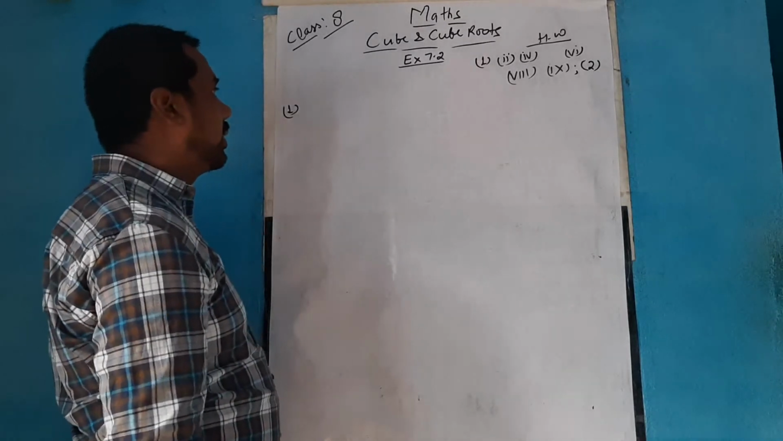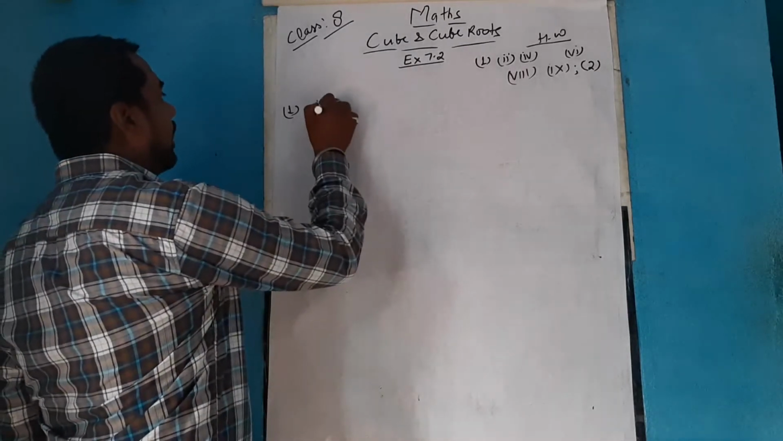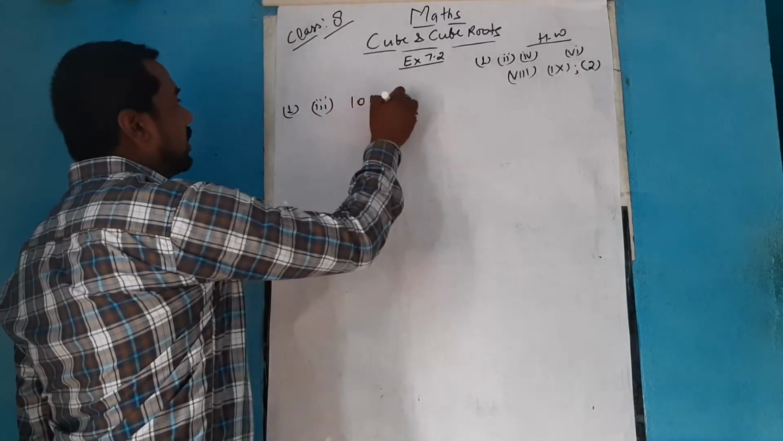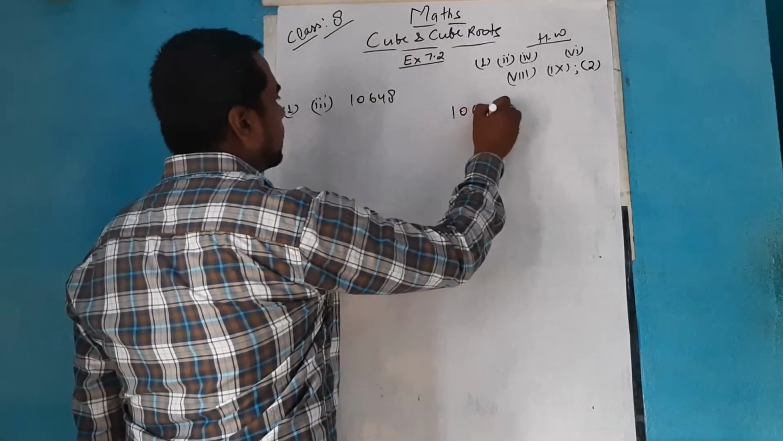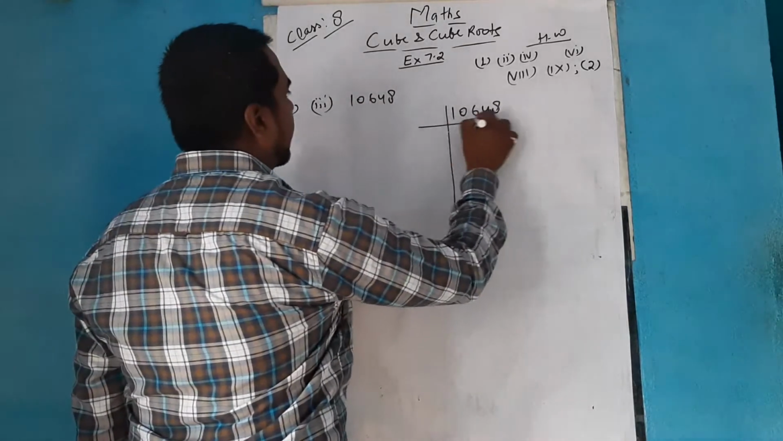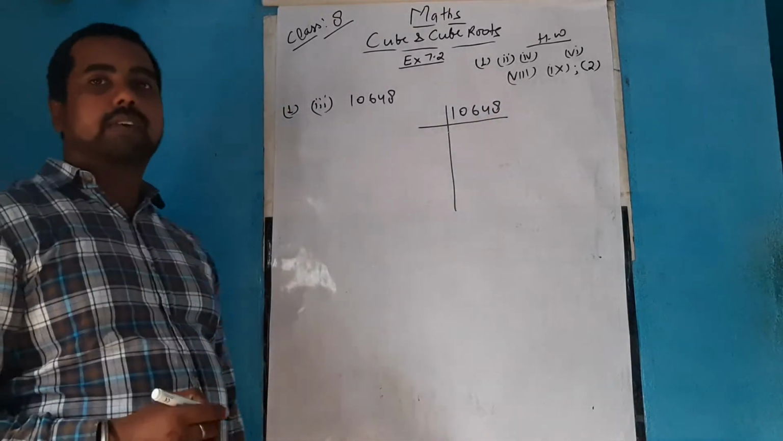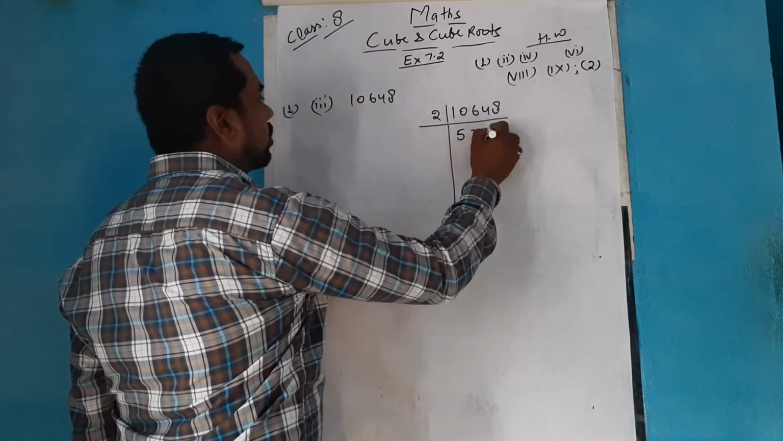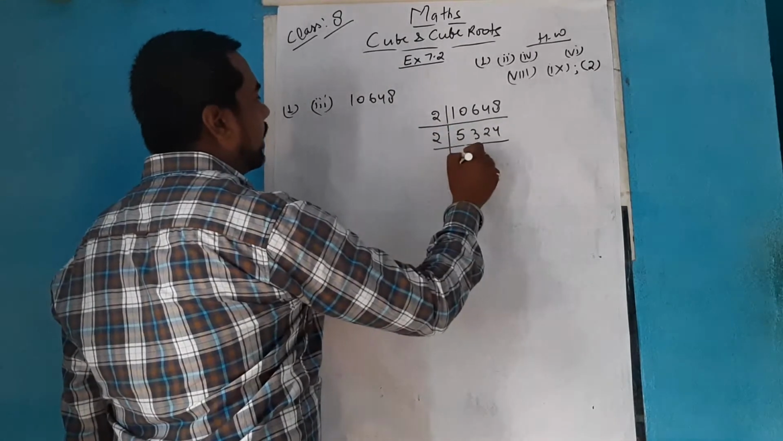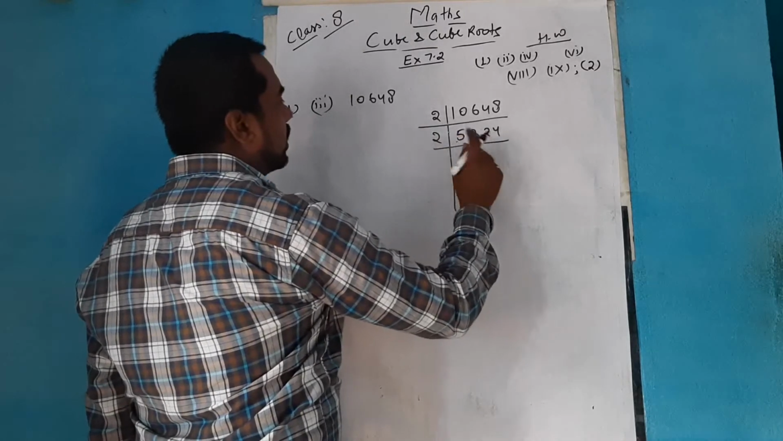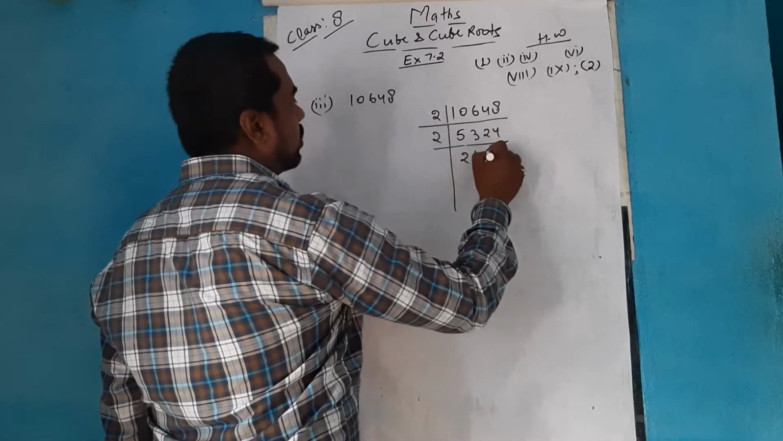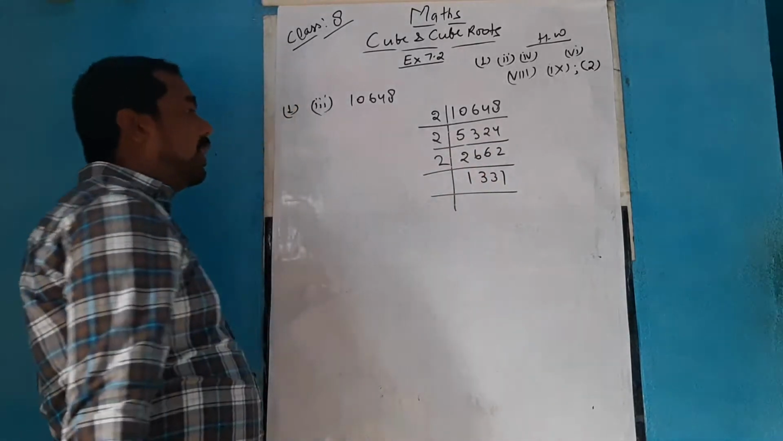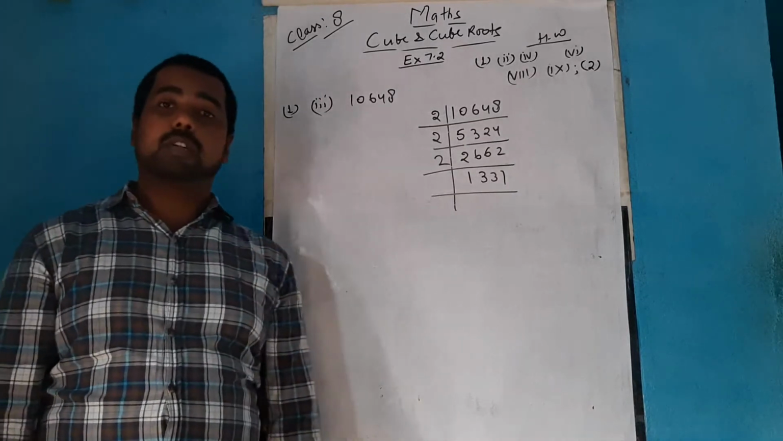Starting with the third, a little bit difficult one. Here the number is given as 10648. We will try to find all the prime factors of 10648. Starting with 2: 2 fives are 10, 2 threes are 6, 2 twos are 4, 2 fours are 8, again 2, 2 twos are 4, 1, 2 sixes are 12, 1, 2 sixes are 12, 2 twos are 4, again 2, 1. Now by which cube could it be divided?